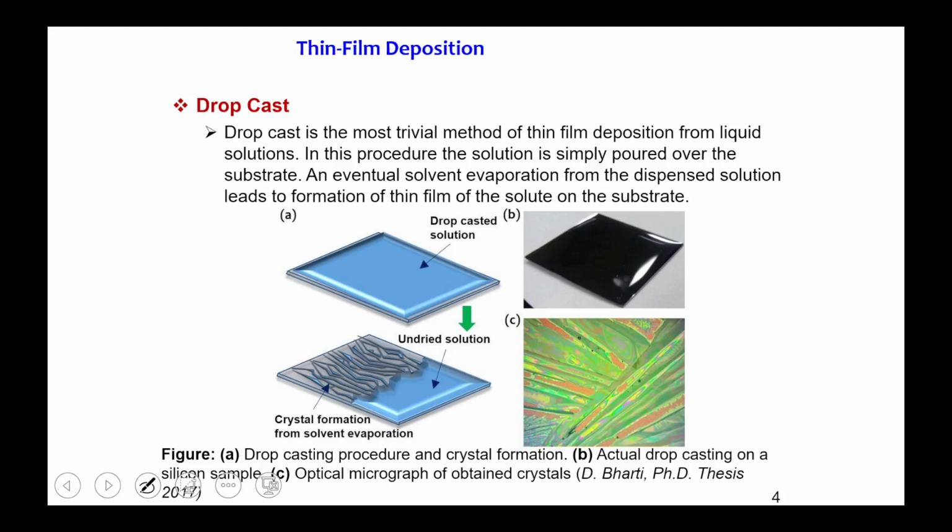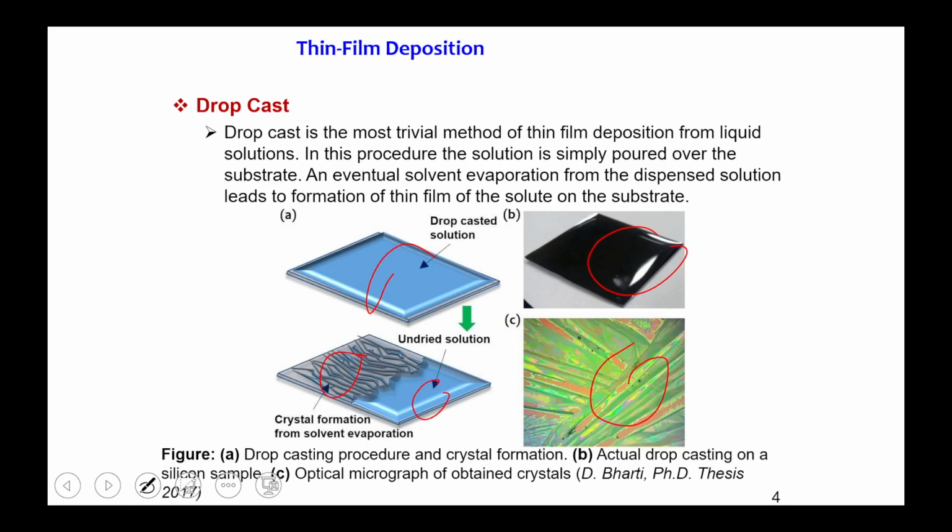Drop casting is the most reliable method for thin film deposition from a liquid solution. In this process, the solution is simply poured over the substrate, and eventual solvent evaporation from the solution leads to formation of a thin film. So this is the actual diagram of drop casting. This is the schematic, and this is the optical image of the drop cast. This is the undyed solution, and this is the dye solution.